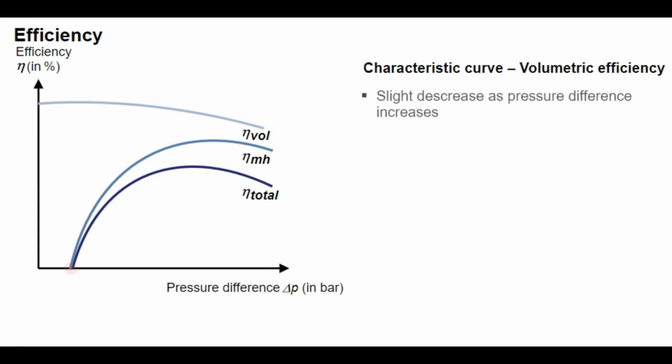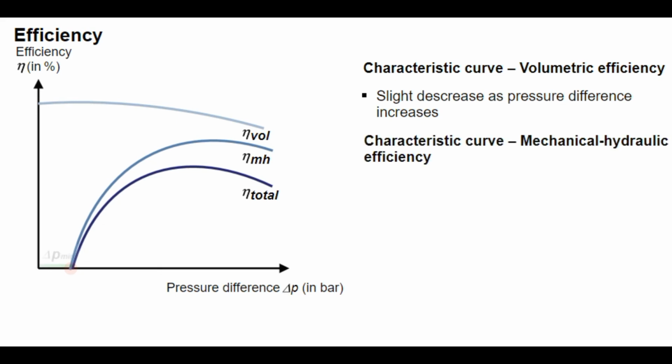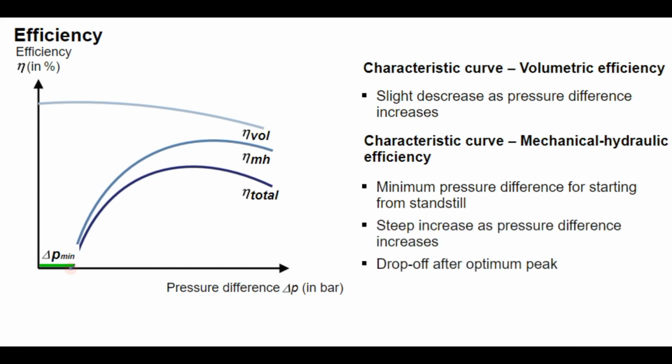Volumetric efficiency is relatively high. As the pressure difference increases, however, volumetric losses begin to rise due to increased leakage, for example, and efficiency is reduced slightly. A typical aspect of the characteristic curve for mechanical hydraulic efficiency is that the hydraulic motor starts only when there is a certain difference in pressure. This minimum pressure difference that is required for startup depends on the startup behavior of the motor. When starting to move from a standstill, it has to overcome internal friction resistance, for example. Once the motor is running, mechanical hydraulic efficiency starts to sharply increase as the pressure difference increases. Once it reaches its peak, it may begin to drop as the pressure difference increases.